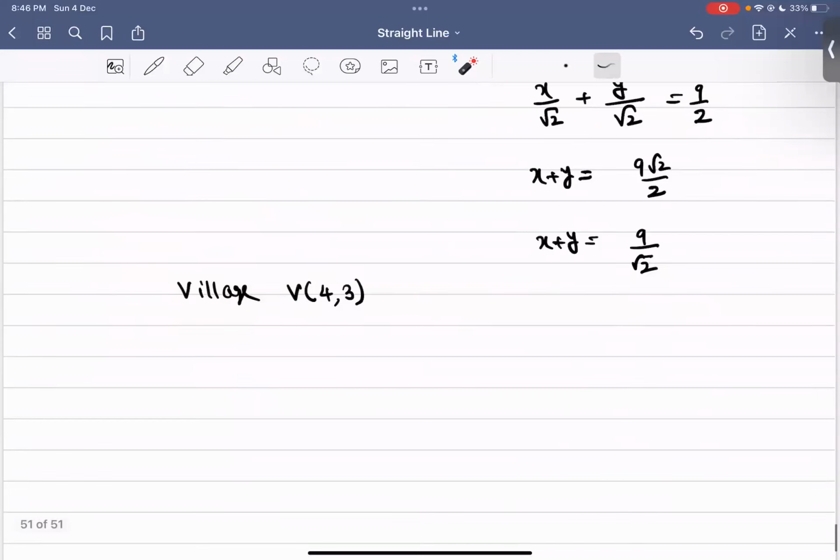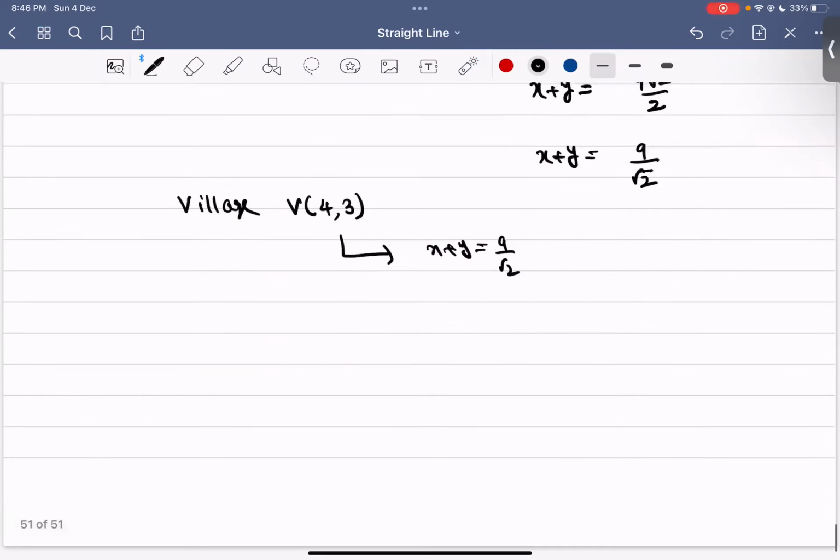Now the question is, does village lie on canal? Means what you need to do? You substitute (4, 3) in the canal equation. If it satisfies, it lies. Otherwise not. Okay? Now put this one in this equation, x plus y equal to 9/√2. Obviously, we can say directly it does not lie, because 4 plus 3 is an integer, a rational number. 9/√2 is irrational. Therefore, 7 is not equal to 9 by root 2. Means village does not lie on canal.